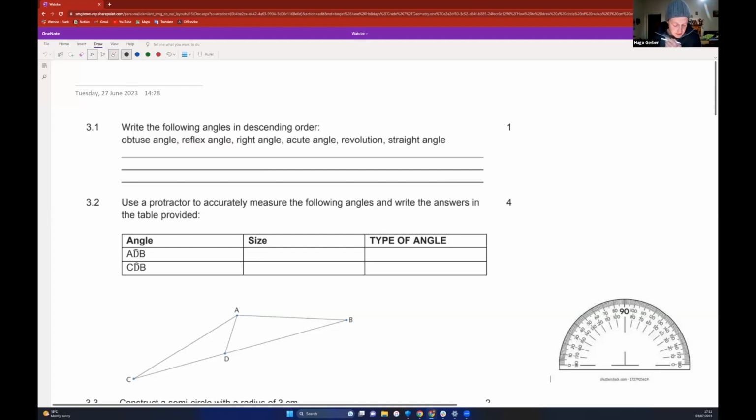So Iviwe, let me know what is going to be, okay, descending. Let's sort that out first. What does descending mean? Smallest to biggest, biggest to smallest, or is everything just confused? Biggest to smallest. Okay, descending means big to small. All right, so the biggest one is going to be what? Revolution. Thank you.